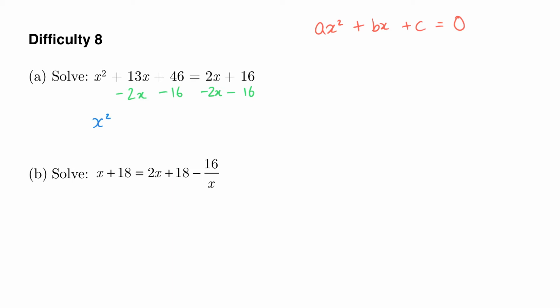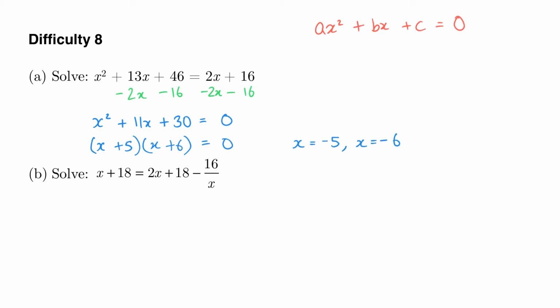So what I've got now is x squared plus 13x minus 2x, so collecting those like terms gives me plus 11x. And then I've got plus 46, but then I need to subtract 16. So that means I've got a plus 30, and this equals 0. Now, this is just a quadratic that you should be able to solve. Pause the video and see if you can do that. Hopefully you've spotted that this is simply (x plus 5) multiplied by (x plus 6), and that must equal 0. And from that we can tell that x equals negative 5 or x equals negative 6.